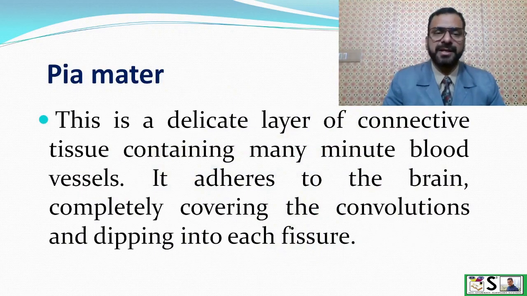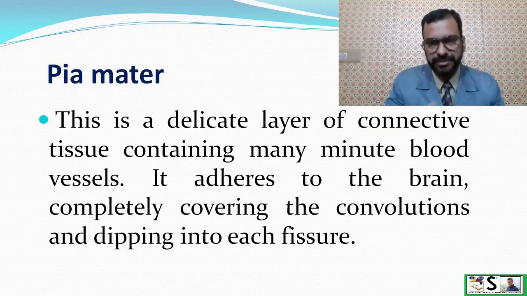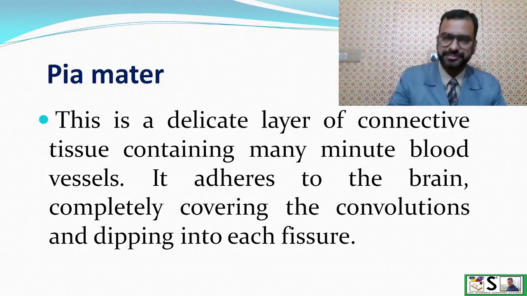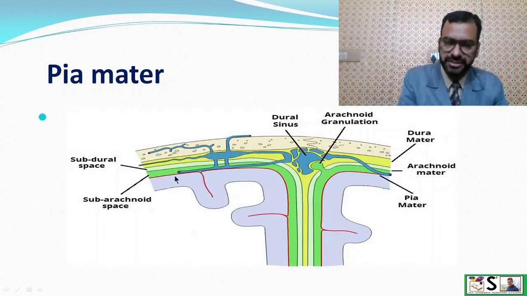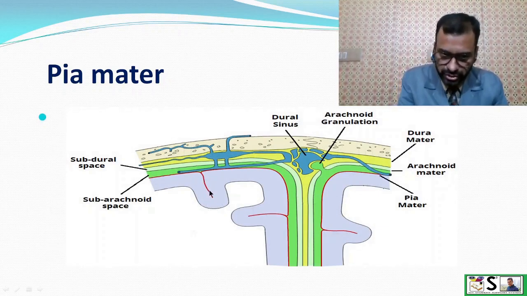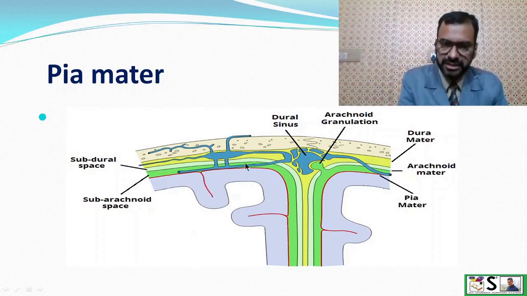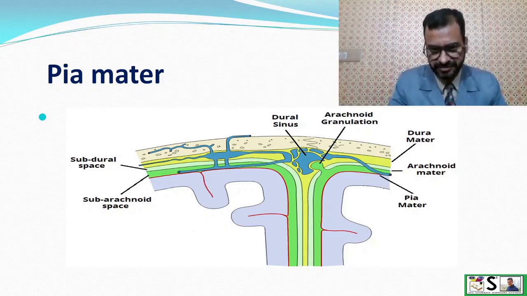Pia mater. This is a delicate layer of connective tissue containing many minute blood vessels. It adheres to the brain, completely covering the convolutions and dipping into the fissures of the brain. Here you can understand that this red line is pia mater, which also goes into the fissures. While dura mater and arachnoid mater will not enter into the fissures, each fissure is accompanied by only pia mater.